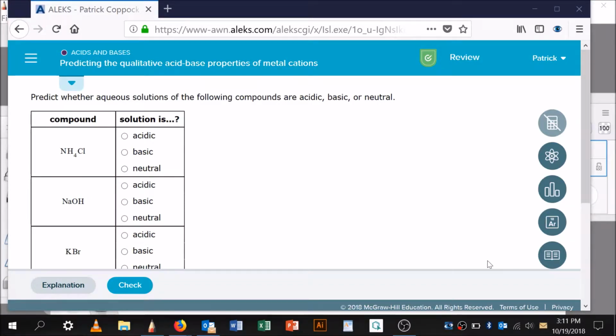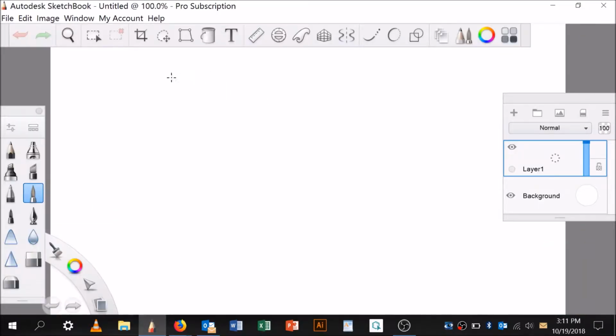Okay, got a request from a student to make a video about this topic, predicting the qualitative acid-base properties of metal cations. All right, so first thing I'm going to do when I get something like this is make notes, right? Let's do ammonium chloride first. I'm going to come over here and say ammonium chloride. And the first thing I'm going to do is think about this.